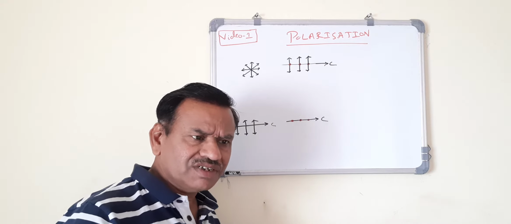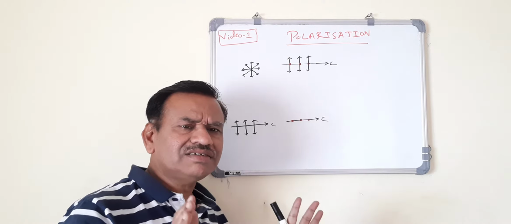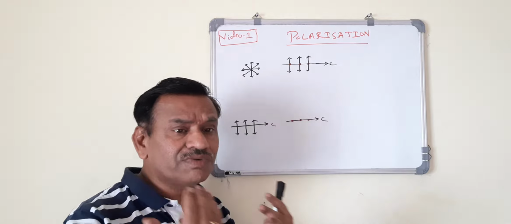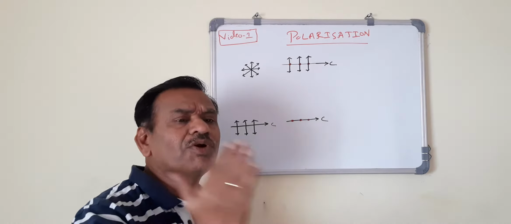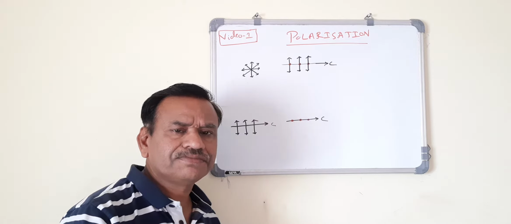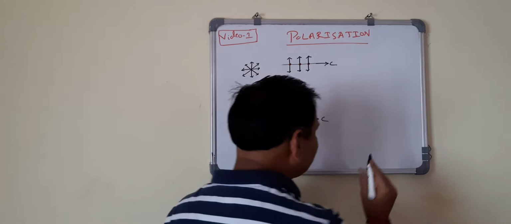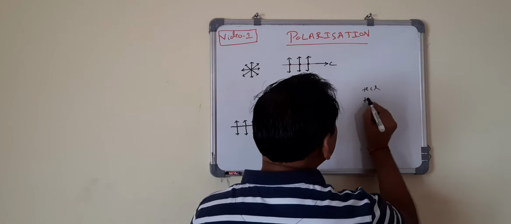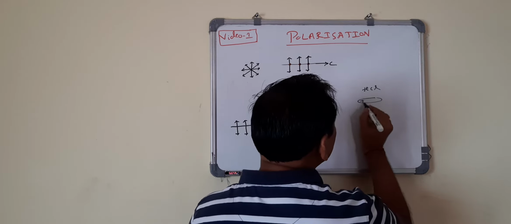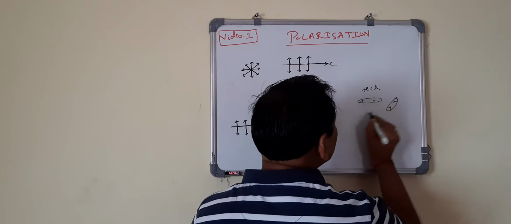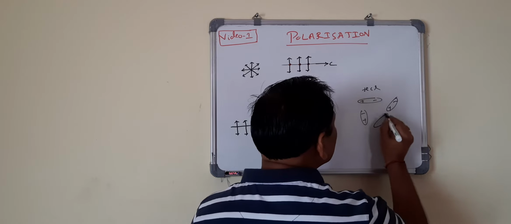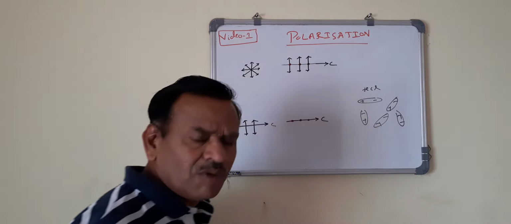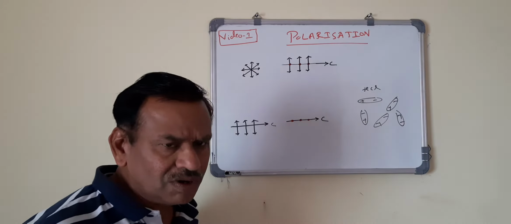What is polarization? Suppose the moment the teacher enters the classroom, all students are facing towards the board only. That is polarization. Or else, I will give you one example. Suppose some molecules are there, HCl molecules. This is H plus and Cl minus. Plus, minus, plus, minus, like that they are arranged. One is hydrogen and the other is chlorine.